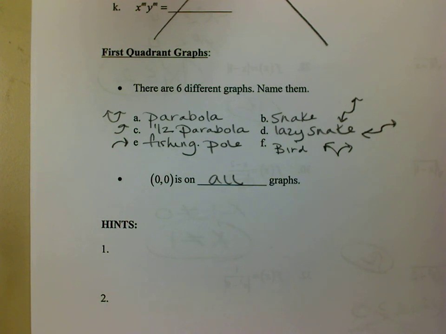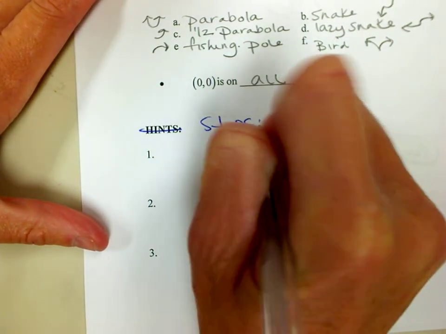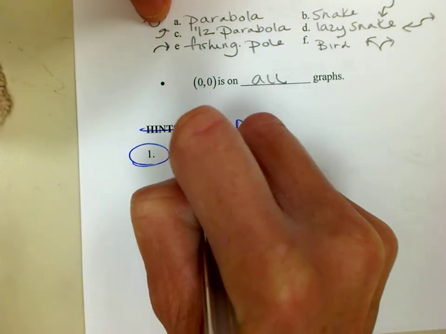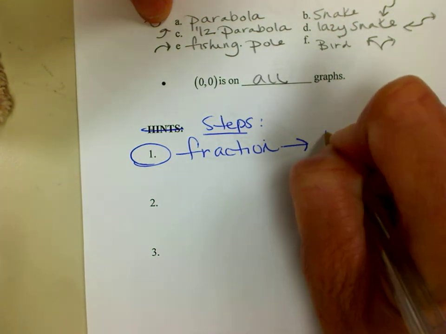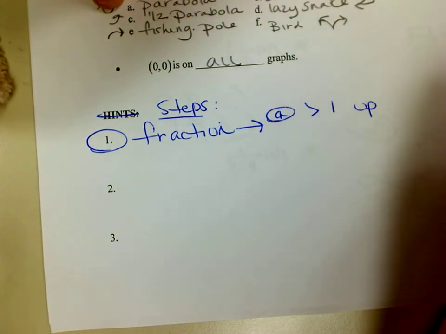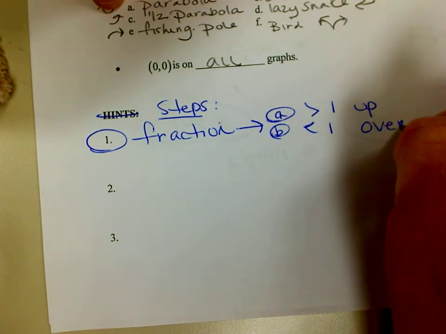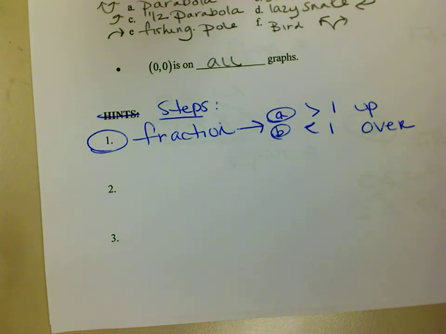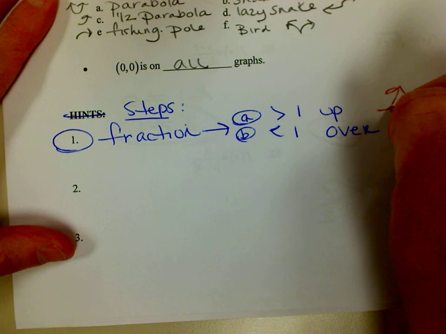Now hints, they're not really hints, they're more like steps. So step number 1, you are going to look at the fraction. If the fraction is greater than 1, then you're going to go up. If the fraction is less than 1, you're going to go over. So this is what I mean by up and over. This would be up, this would be over.